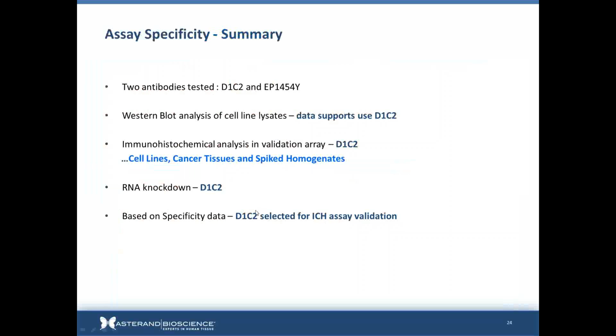So where are we? We've assembled a strong case for the use of D1C2 in further companion diagnostic assay evaluations based on Westerns, cell line IHC, tissue IHC, and quantitative IHC using cells from spiked homogenates, and crucially in the data you've just seen from the RNA knockdown assays. All this data points to D1C2 being specific and use of EP1454Y under conditions tested resulting in data with a significant non-specific component. So based on the specificity data, we selected D1C2 for further IHC assay validation.